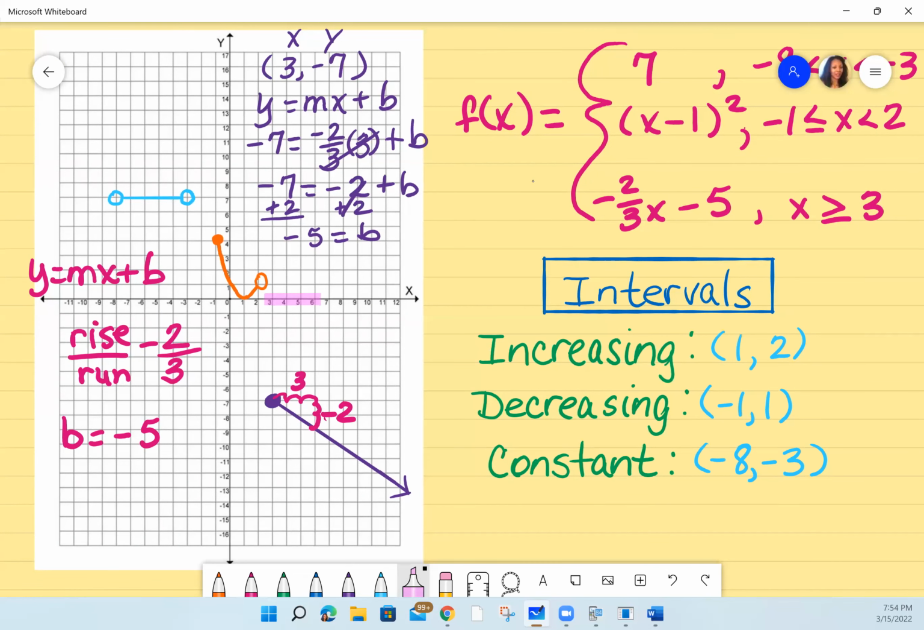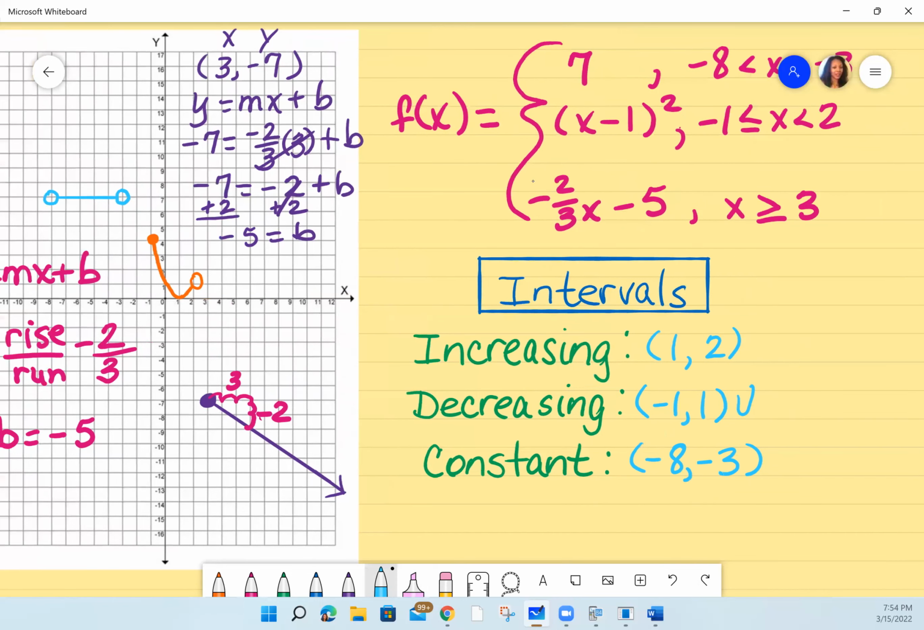Now let's go to our last graph. What am I doing x-wise for this graph? I am going down, I'm decreasing from 3, and then I can go on forever and ever. So 3 to -infinity. Since I already have something for decreasing, I want to put a union sign there. And union 3 to +infinity. So that's where I'm going.